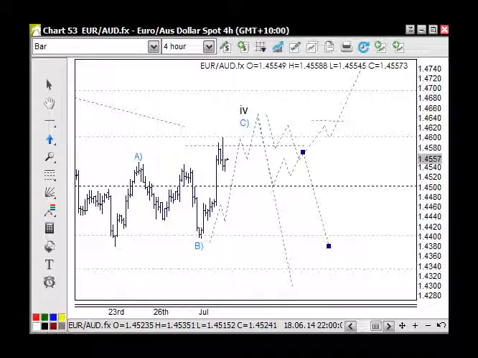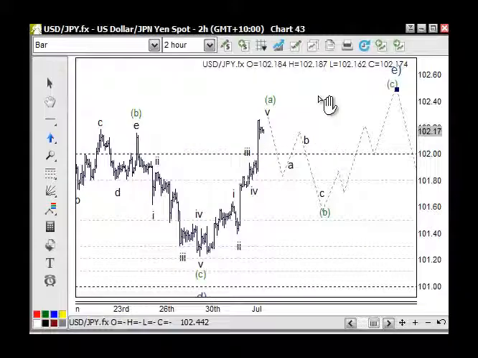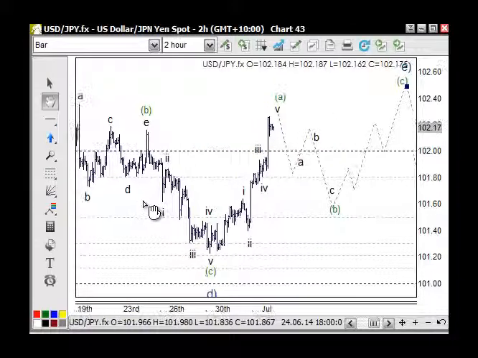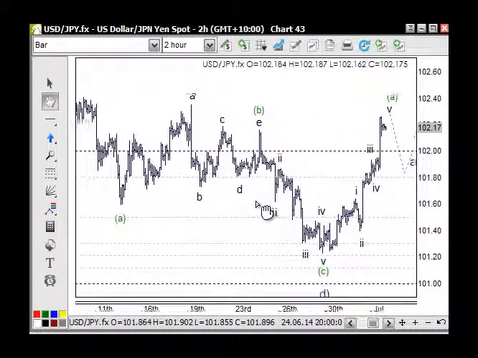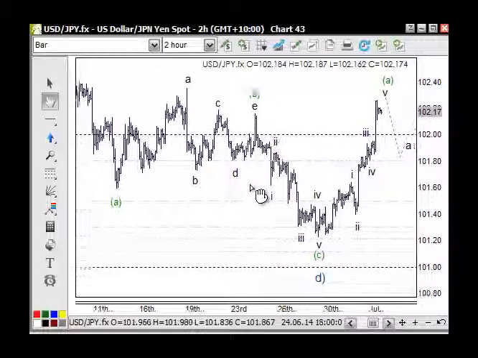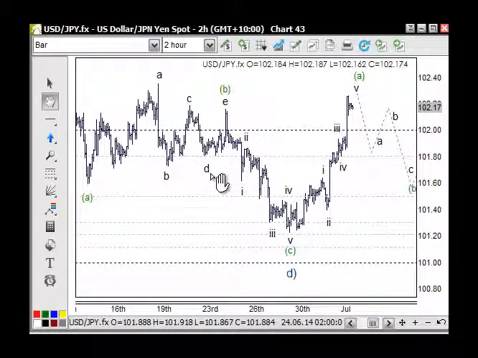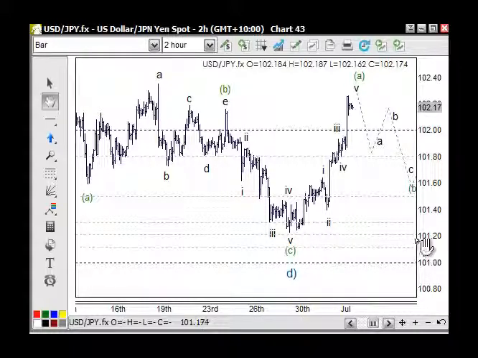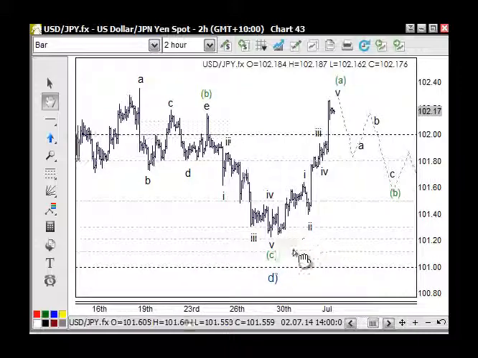The yen crosses, might just have a look at the US dollar yen as well. So what we're looking at here is on the daily chart, this is only a 2-hour chart. On the daily chart, we're working through a large triangle pattern, and this here now makes wave D here. So our short trade target for the 101.30 was fine.